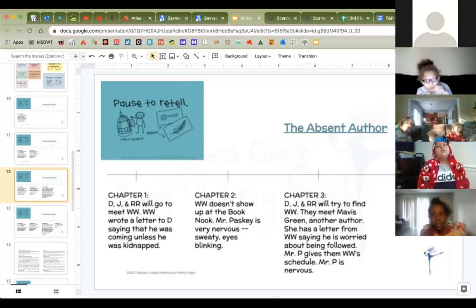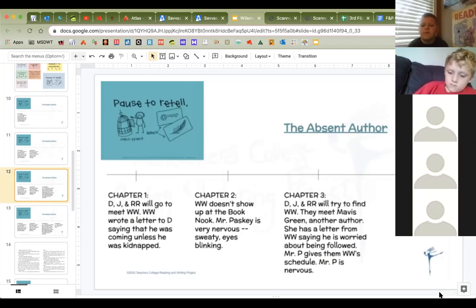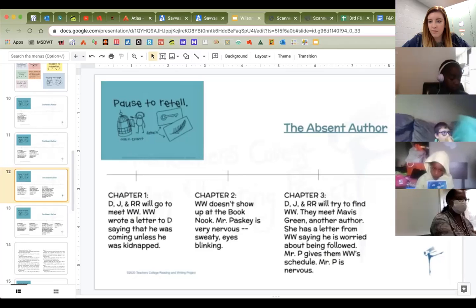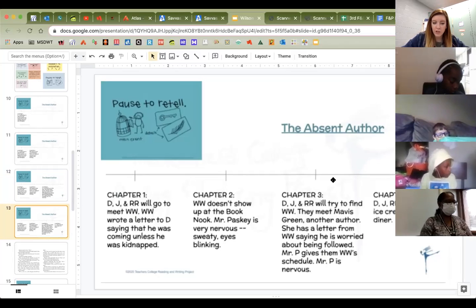All right, and then, oh, I think I saw a hand. Destiny, did I see your hand or no? Go ahead, Destiny. Mavis Green. They met, not Mavis. They've already been with Mavis, but another M name. All right, they met Maureen Higgins. So let me add that to our timeline for chapter 4.